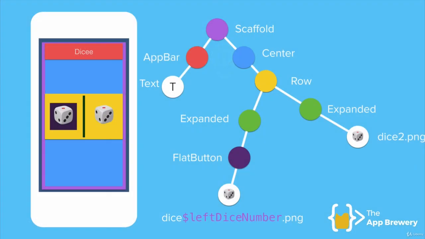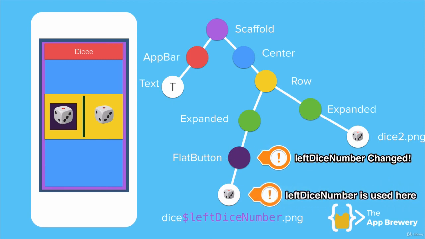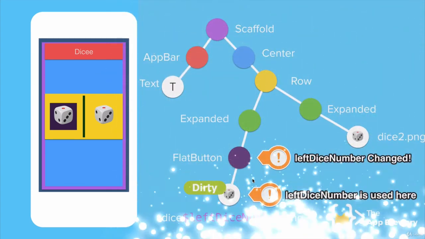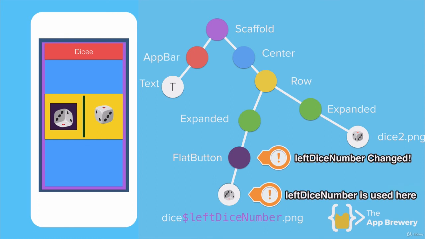So if this was our current app structure, then as soon as I click on the flat button, it tells the app that the left dice number got changed. And that means that everywhere that left dice number is used needs to be updated. And it marks it as dirty. And then it redraws the entire screen and updates the dice to the new value, be it dice2.png or dice5.png, whatever we set the left dice number to.